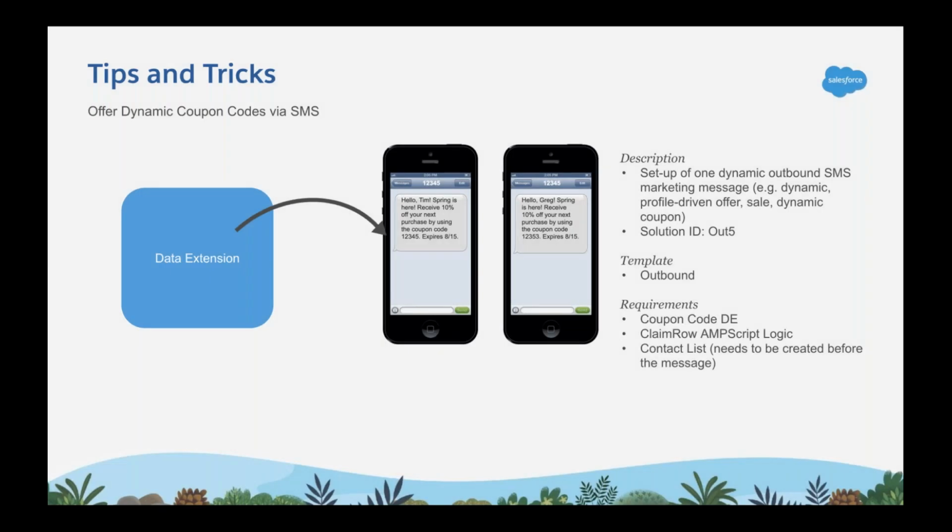And the other one I won't go through in detail, but we do have the outline steps here, is how to offer dynamic coupon codes via SMS. This uses the claim row function for AmpScript, but provided you have a set of coupon codes you do want to offer customers and you can get those into a data extension, this is the process by which you can actually dynamically claim those codes out of a data extension to ensure they're unique per message that's going out the door.